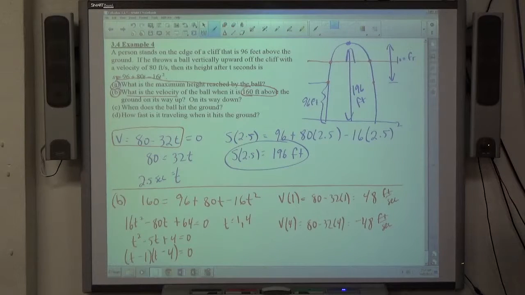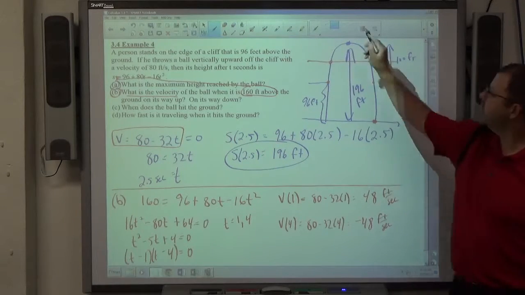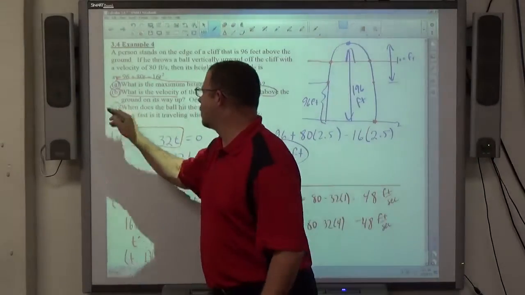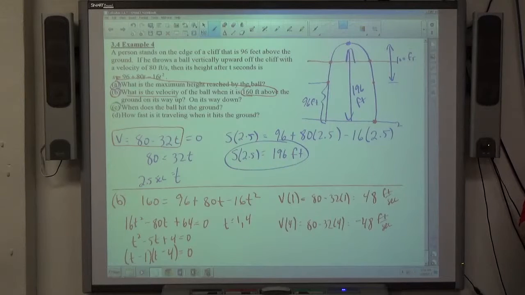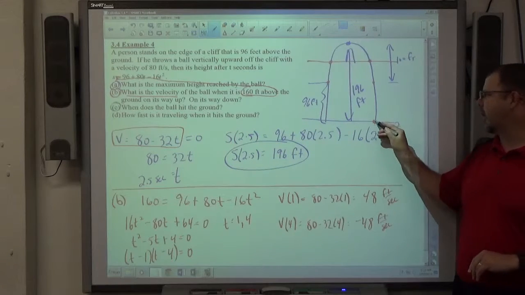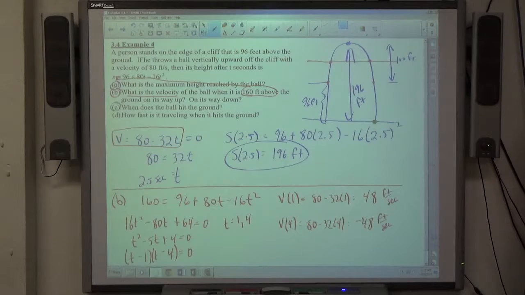All right, question C. When does the ball hit the ground? The ground being here. So what they're asking for with when is time. What's true as the ball hits the ground? Do we know anything specifically about position or velocity?